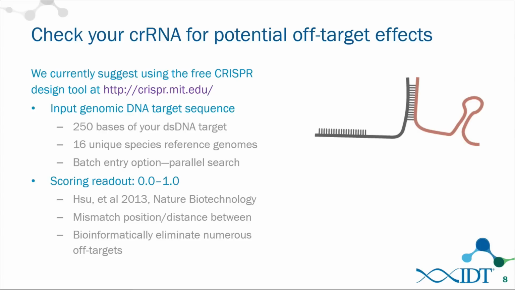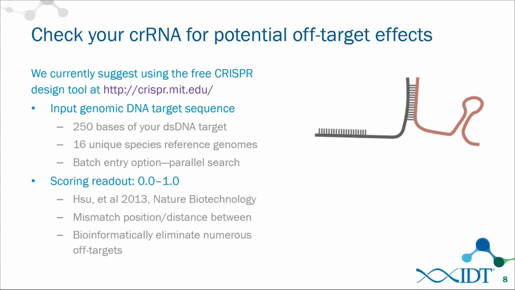Regarding design to avoid off-target effects, we are currently suggesting to use the free tool found at crispr.mit.edu. With this particular tool, the input is 250 bases of the double-stranded DNA target. This can be screened against 16 unique reference genomes that you can select at this particular website. And it also has a batch entry option if the region that you want to search is greater than 250 bases. You can paste several in and do parallel searches in order to segment out those 250 bases into a larger region of interest.